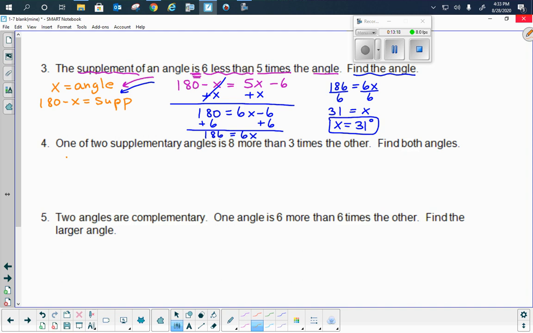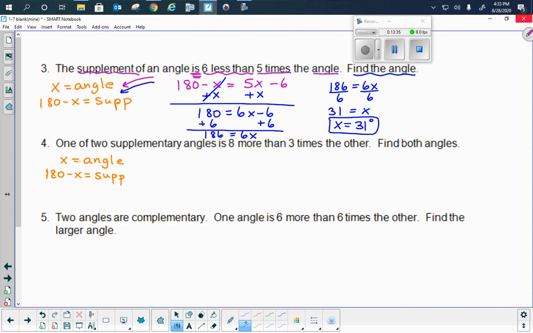For this one, we just said we saw angle. So x equals the angle, and 180 minus x equals the supplement. Okay. Ready for the equation then.